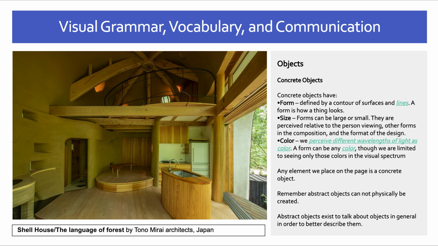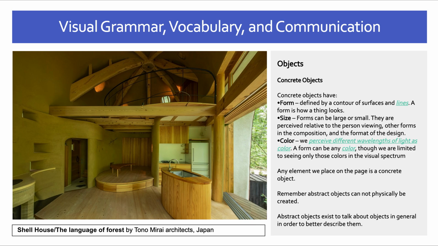Concrete objects have form, sometimes shape. Shape is 2-dimensional, form is 3-dimensional. Size, color, and you can have other things, pattern, and we'll talk further about more, right? Any element we place on the page is a concrete object. Any object we build is a concrete object. Concrete objects are things that we build.